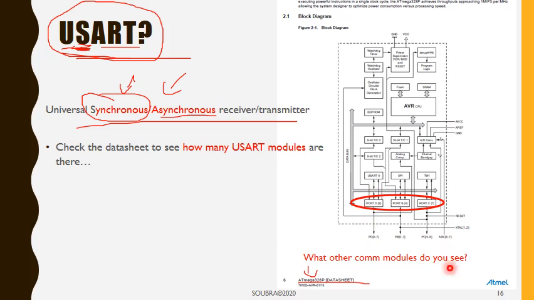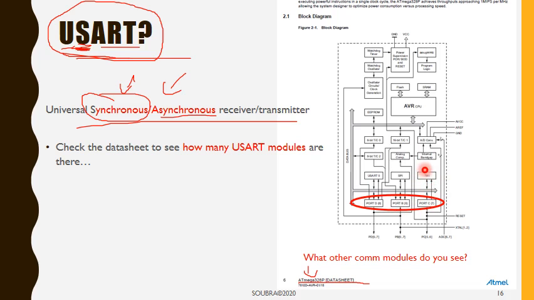Now the question is how many other communication modules do you see according to the ones that we talked about in this lecture? So here you can see the SPI, for instance, connected to port B, and the TWI. This is the I2C, right? It's connected to the port C.